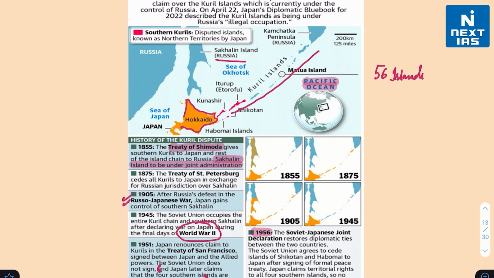So in 1956, the Soviet-Japanese Joint Declaration restored the diplomatic ties between both the countries. The Soviet Union gave 2 islands, but Japan claimed territorial rights to all the 4 southern islands. So there was no agreement signed. And till date, this is a cause of rift between Russia and Japan. So here we have the Kuril Islands.